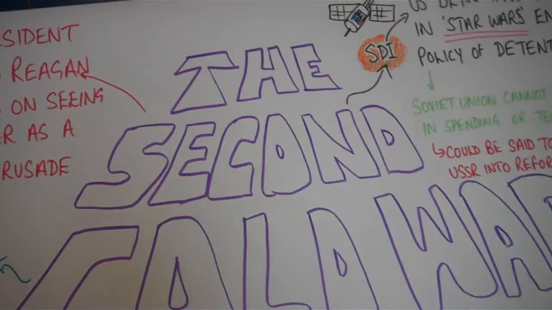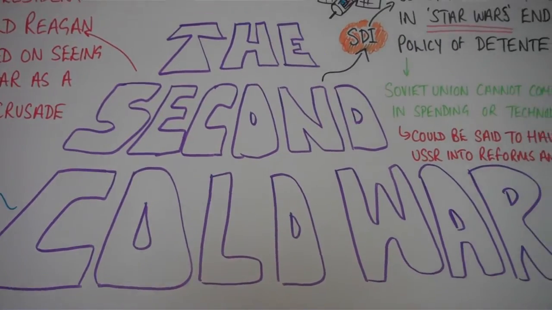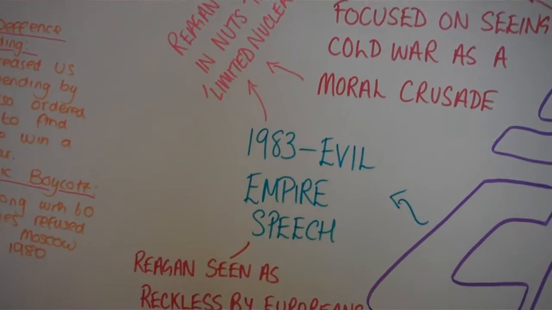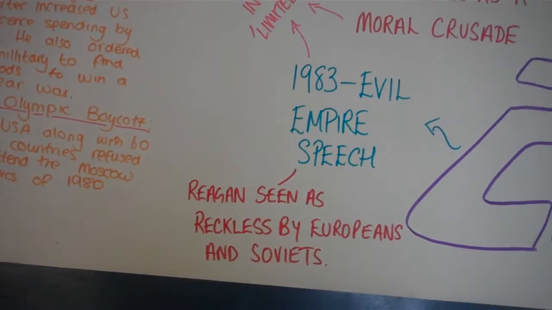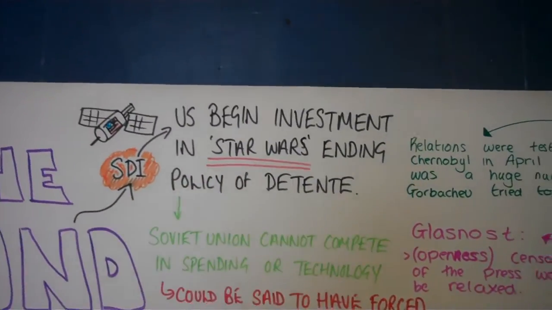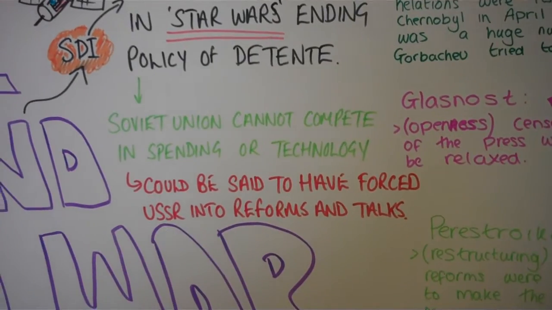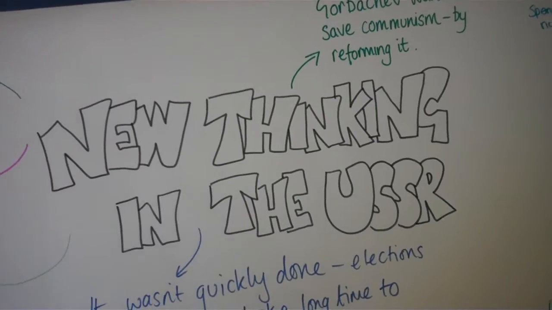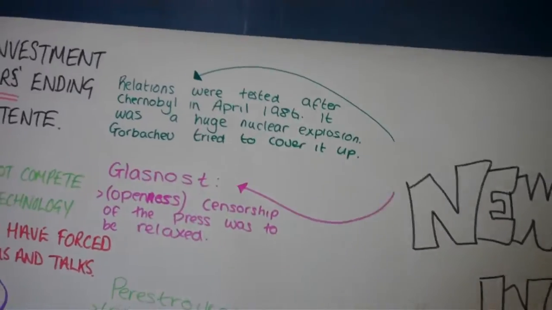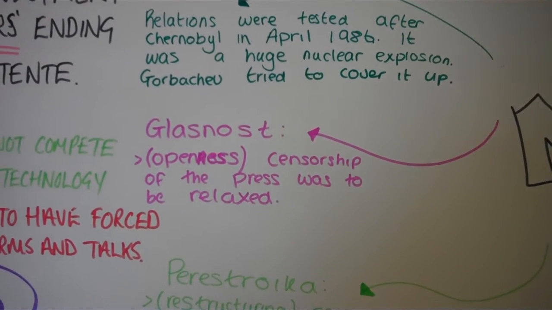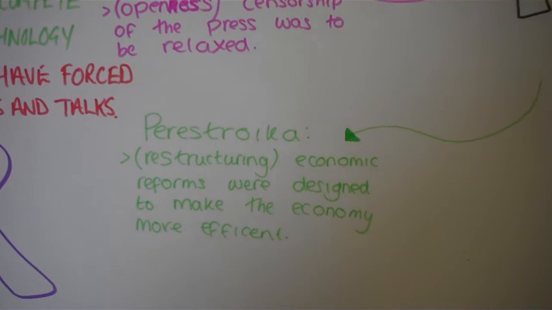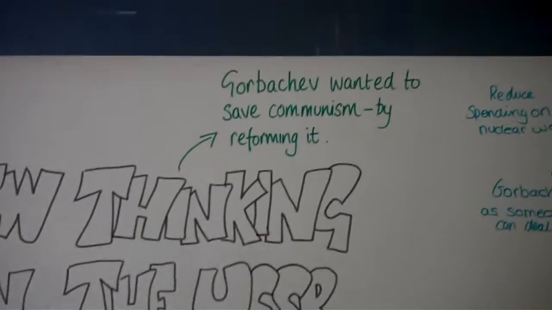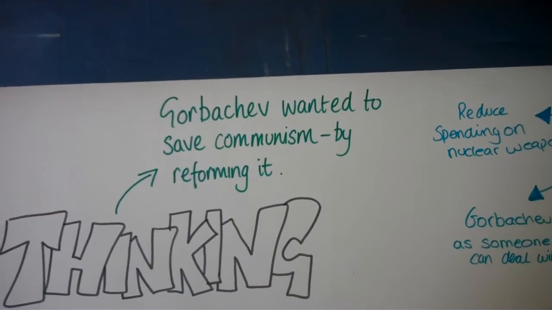and then the Second Cold War, looking at who Ronald Reagan was, impact of the Evil Empire speech, the Star Wars program, and then the new thinking in the Soviet Union. For that we've got the issue of Chernobyl, the policy of glasnost, the policy of perestroika, the fact it wasn't quickly done, but why Gorbachev wanted to do this.